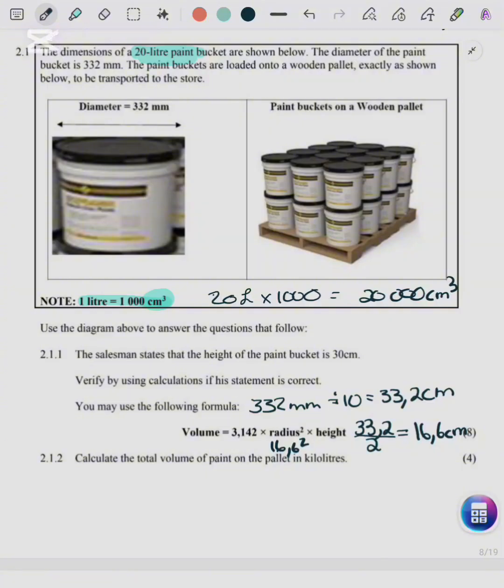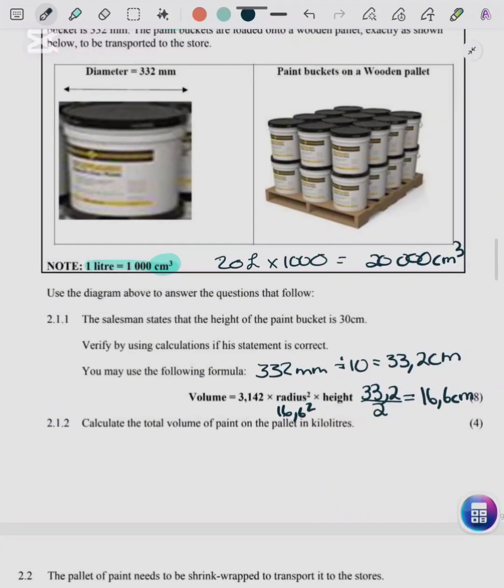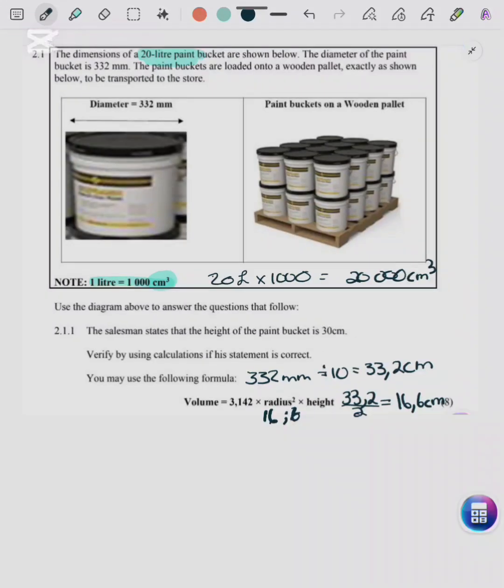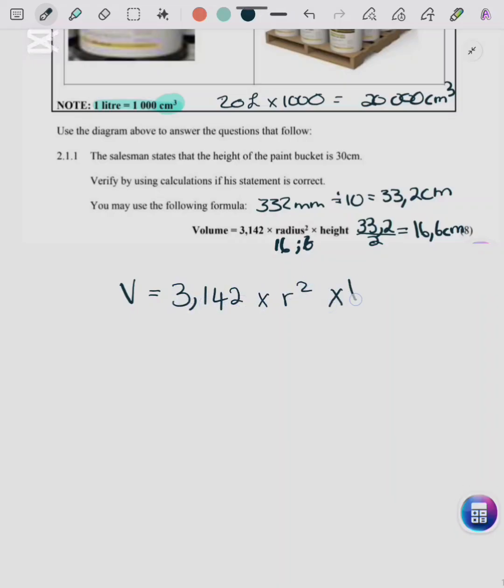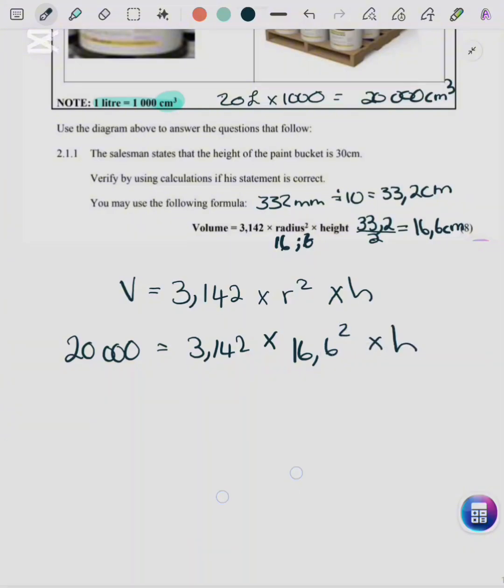Right, now we can start filling in our formula, and I think I'm just going to go onto a new page for that. Okay, so firstly, I'm going to write out my formula. You don't get marks for writing out a formula that's given, but it's helpful to make sure you fill everything in. So volume is 3,142 times radius squared times height. My volume we now know is 20,000. 3,142 is just a number. Our radius we know is 16,6, and we're squaring that. And the height is the unknown.